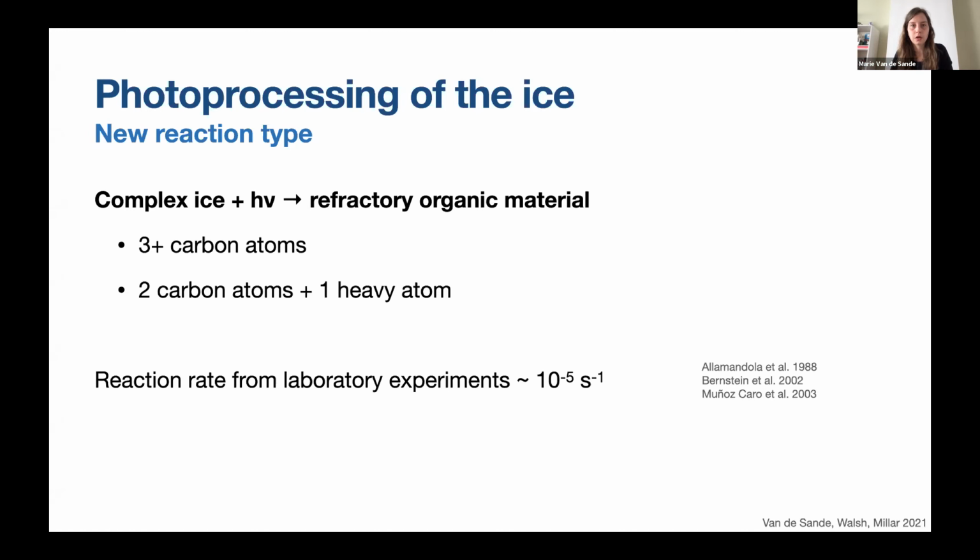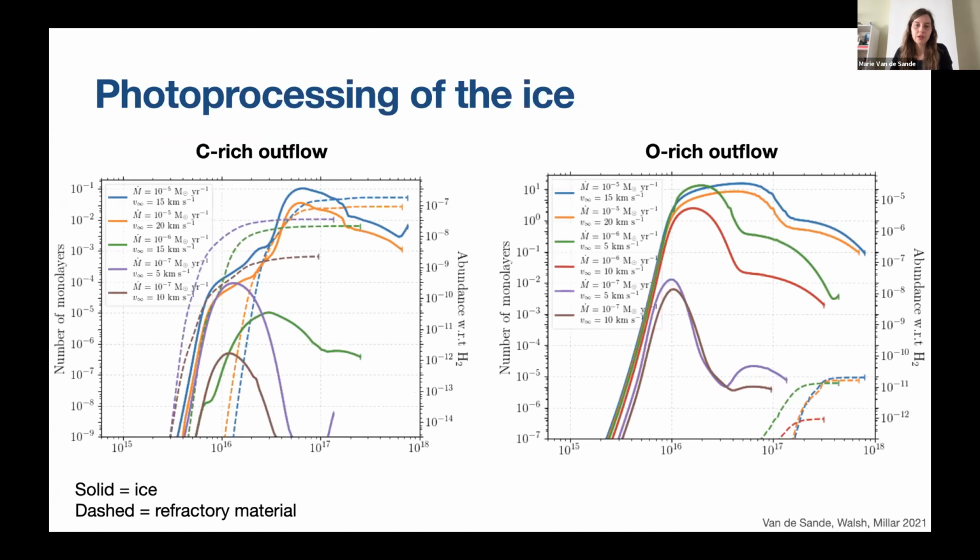So here are some results. I show here the number of monolayers of ice, solid lines, and refractory material, dashed lines, for the oxygen-rich and the carbon-rich outflow. Now, different colors correspond to different outflow densities. Let's start first with the oxygen-rich outflow because it's quite simple. There's a lot of ice being formed here, but there's not a lot of carbon-rich feedstock material for refractory organic material. So the coverage is very low. The refractory coverage in the higher density outflows reaches only 0.001% of the surface. So that's a negligible coverage.